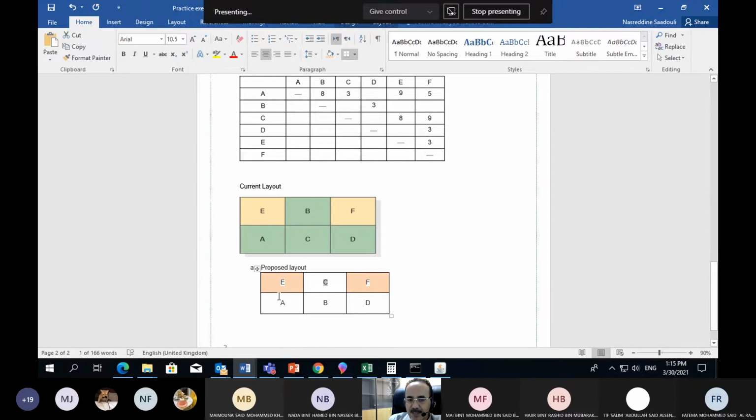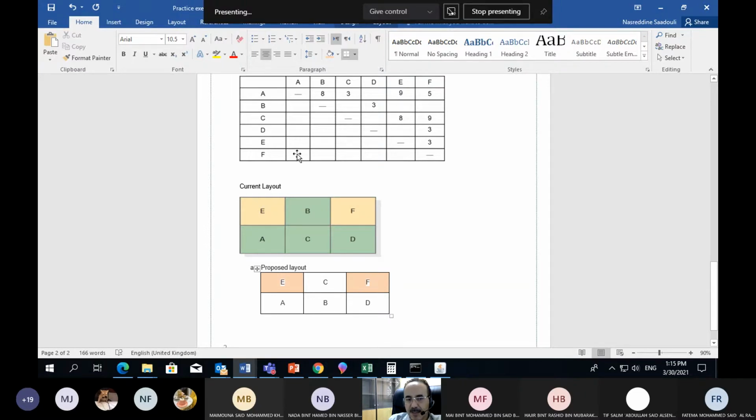Which means that A must be here, because A has to be close to E. You see, A has a high closeness factor with E, so if A cannot be in this square, then it must be in this one. This is the closest remaining square to E. So now I have A and C chosen.